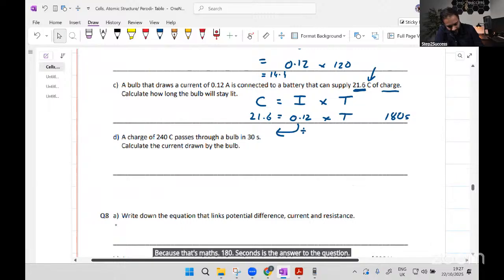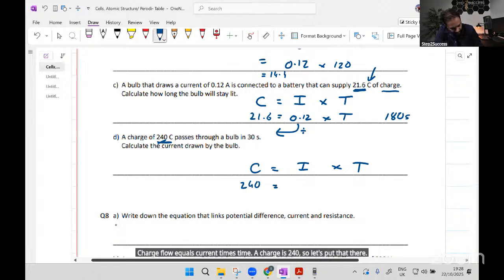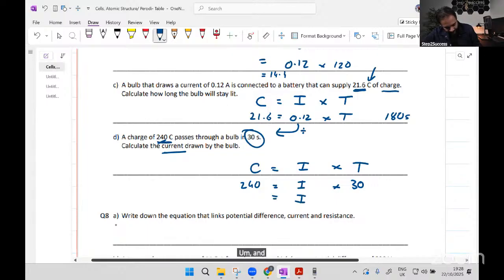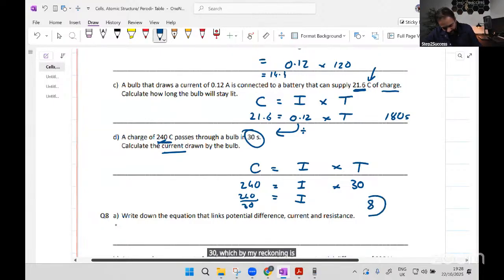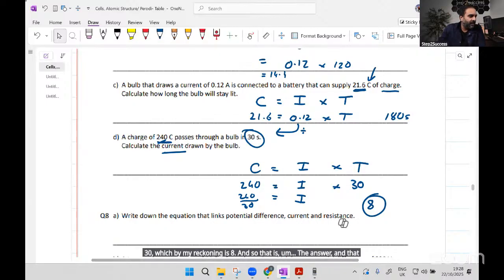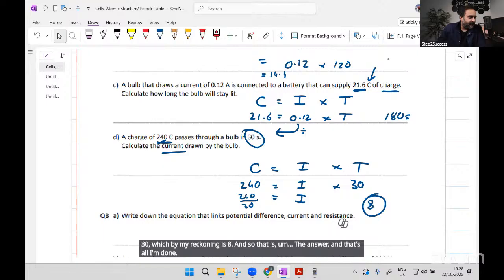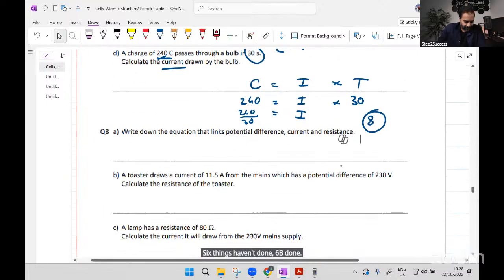And once again, charge flow equals current times time. The charge is 240, so let's put that there. Current is what we're working out. The time in this question is 30. So I put 30 there. Again, look how I'm setting it out, important. And your current will be, same thing again, 240 divided by 30, which by my reckoning is 8. And so that is the answer. And that's all of them done. 6 and 7 done, 6B done, 1 C and D. Right, go all the way to number 1.